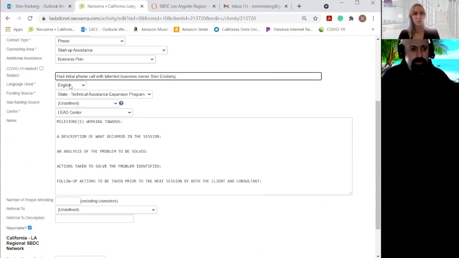And the language used, the funding source, typically these are not entirely determined until the end of the quarter, every 3 months. So we can tend to leave these with however they've been set for us ahead of time. In terms of the center, most people won't be able to make this adjustment. This is more of an Emily and Sten thing. This will be defined for you.